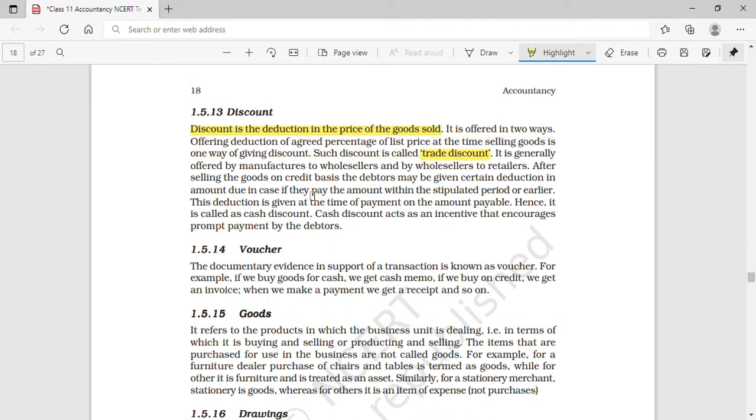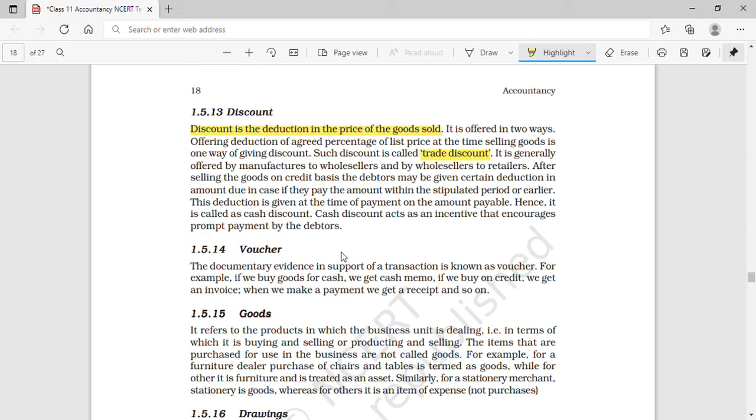After selling the goods on credit basis, the debtors may be given certain deductions in the amount due if they pay the amount within the stipulated period or earlier. That's a cash discount. If the person pays the amount earlier, they will give a cash discount. So it encourages prompt payment by the debtors.